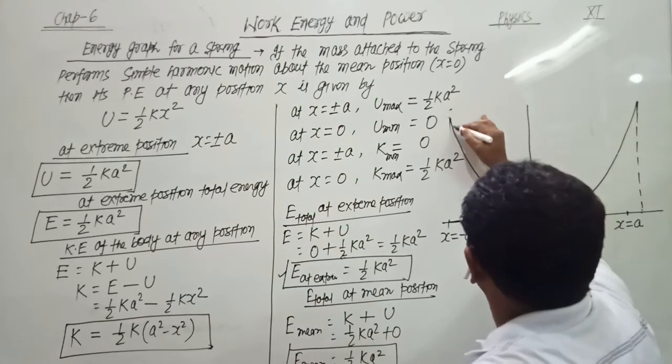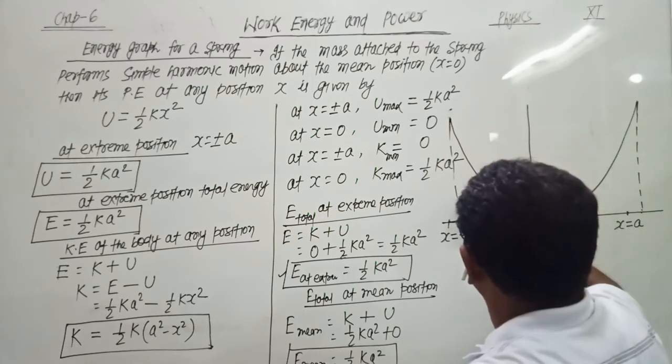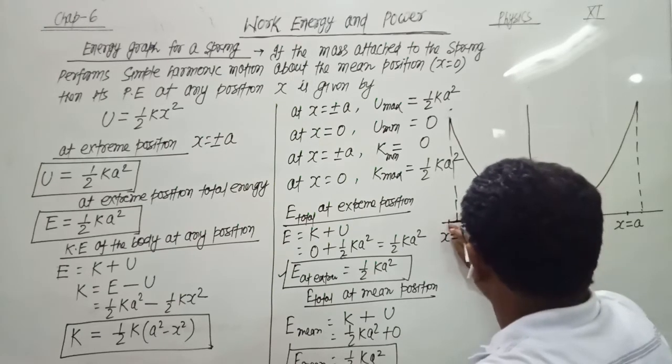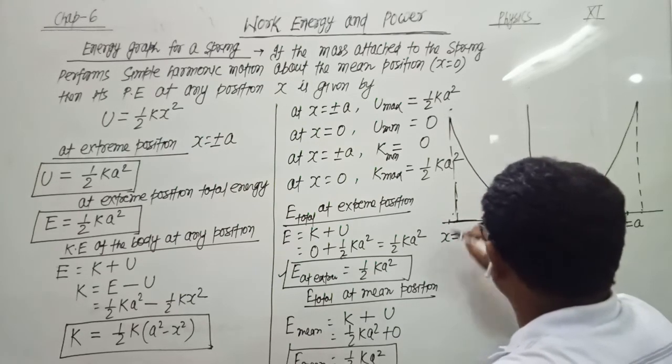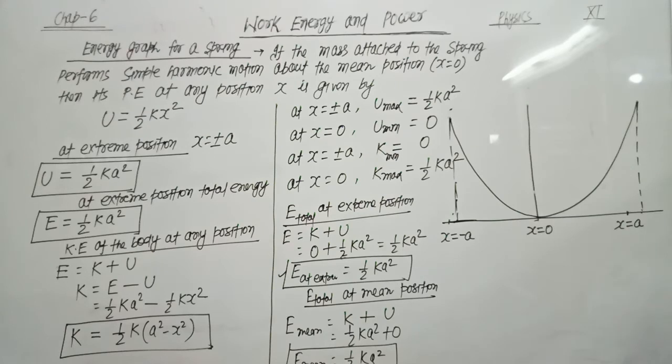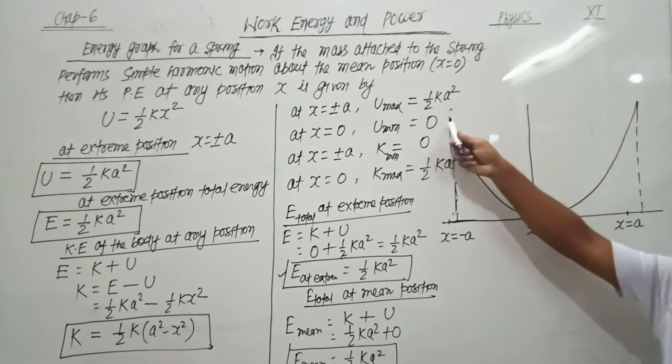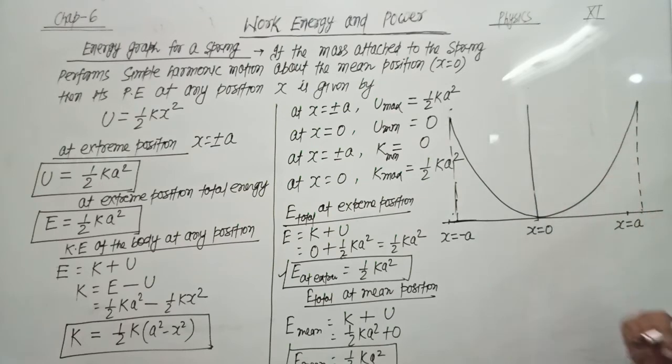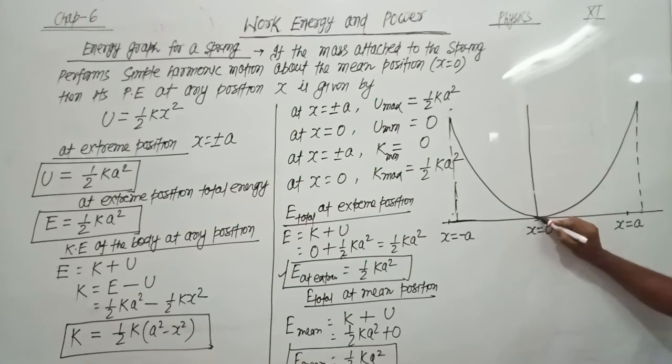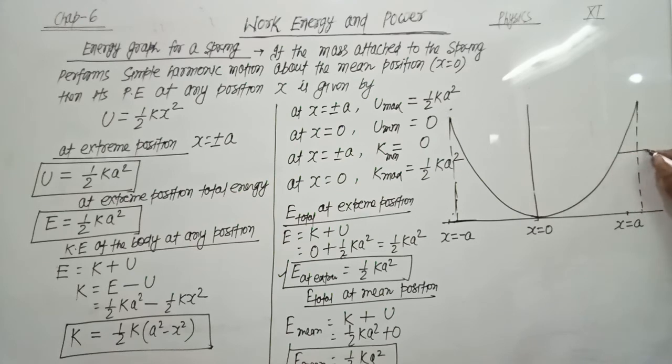This is also at extreme position x equals minus a. So at extreme position, these are the maximum values, and potential energy is maximum at extreme position. At mean position, potential energy is 0. So this is the graph of potential energy.